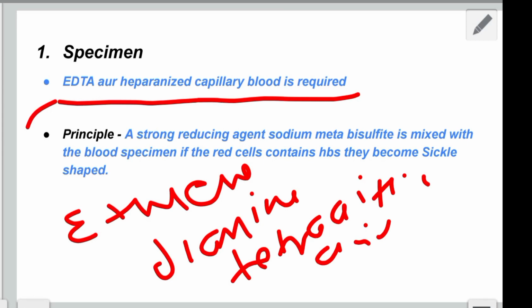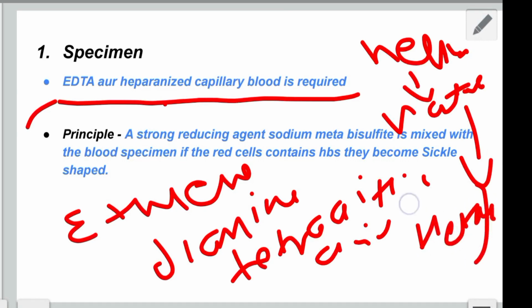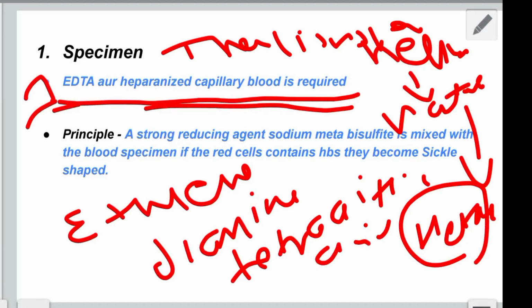And what is heparinized blood? The blood which contains heparin. What is heparin? Heparin is a natural anticoagulant. It is a heteropolysaccharide, and it also acts as an anticoagulant. So the specimen required for this test is EDTA or heparinized capillary blood. One more thing: no fasting is required for the test. So specimen has been completed.